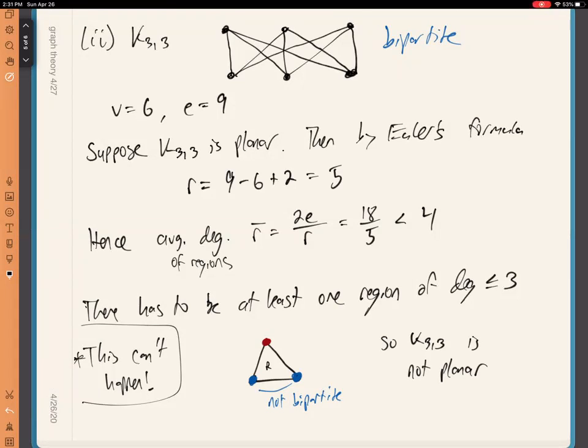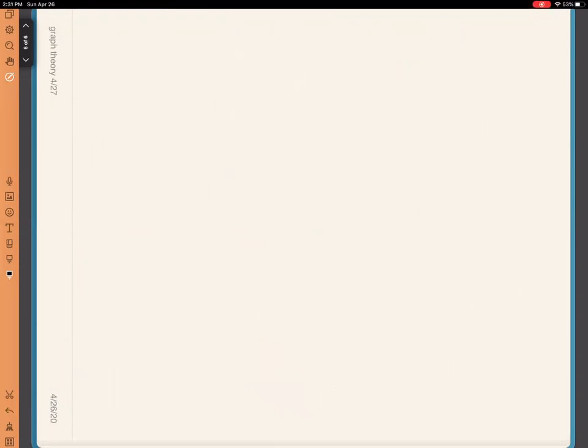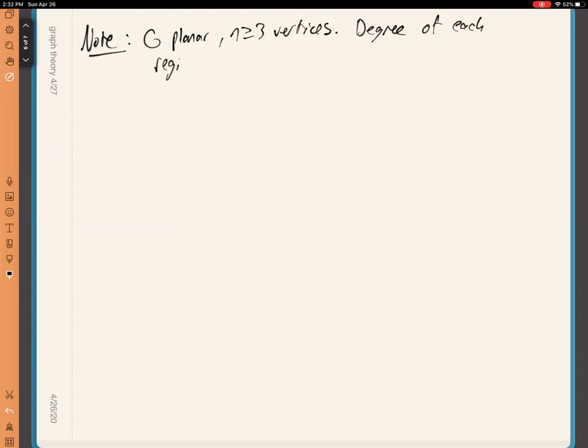Okay, and so there's a few remarks I want to make about what we just saw. So the first note is that suppose G is a planar graph with more than 3 vertices. Using an argument similar to what we saw in the proof of part 1 shows that the degree of each region has to be at least 3. Keep this in mind, because this is going to show up a few minutes later in the lecture.